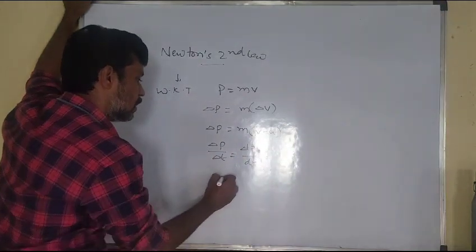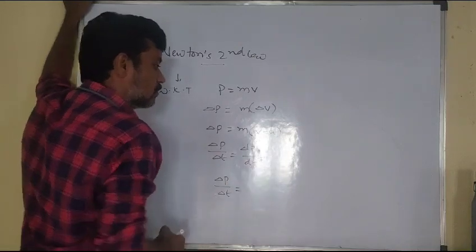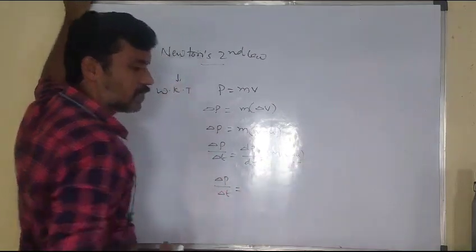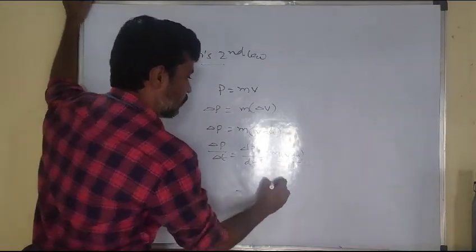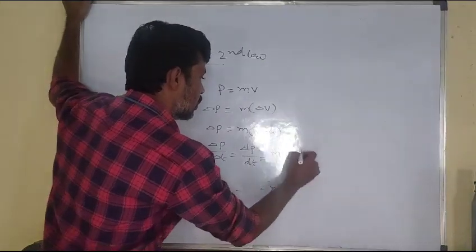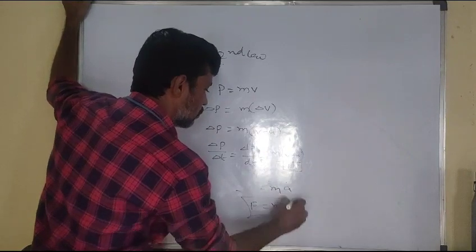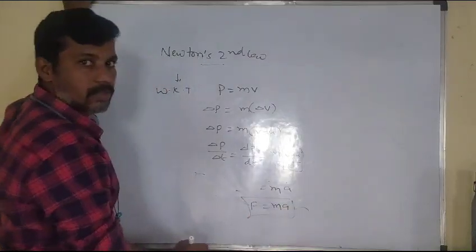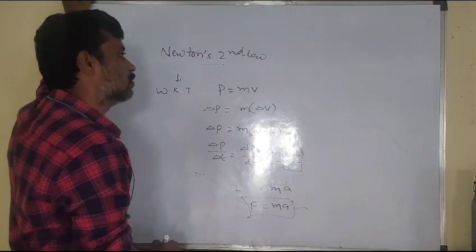Okay. Then rate of change in momentum dp by dt is equal to m of (v minus u) by t. Then it can be written as m of (v minus u) by t taken as a, therefore f equal to ma. Newton's second law gives the formula for the force. So f equal to ma.